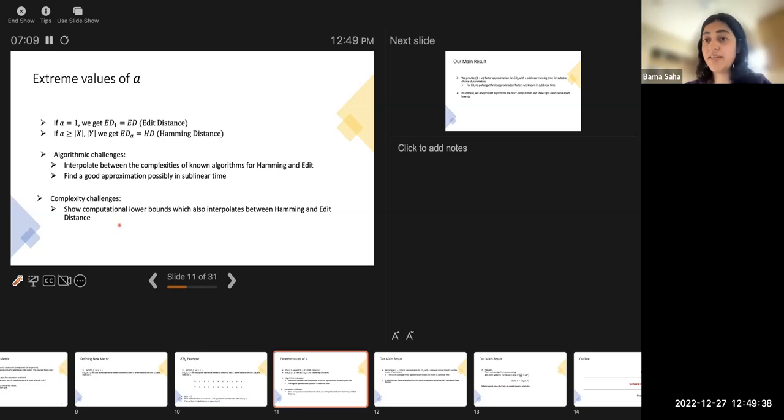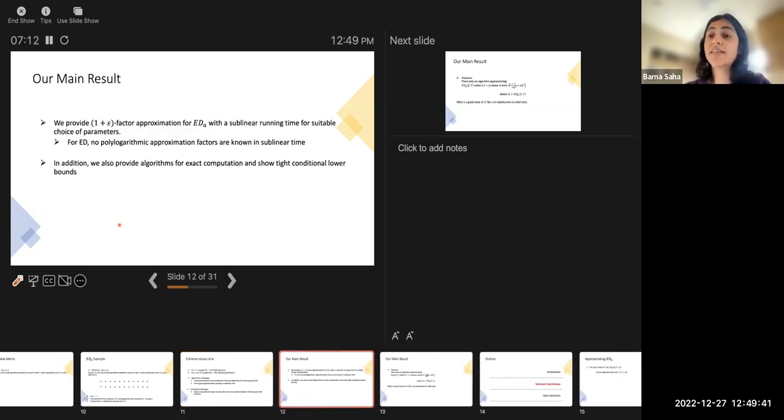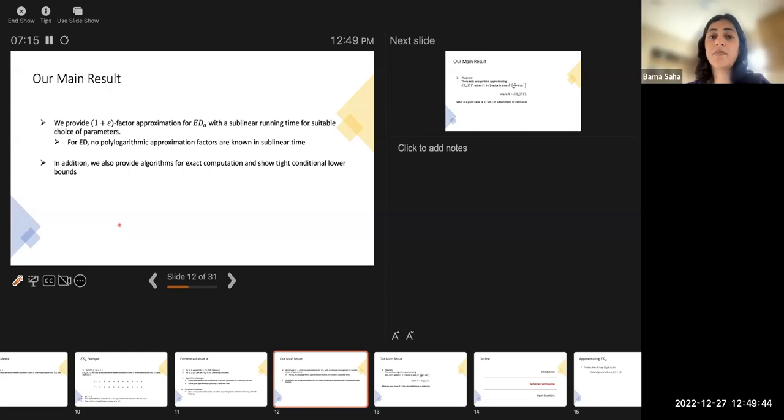We look into all of these in this paper, and our main contribution is to provide a 1 plus epsilon factor approximation for EDA with a sublinear running time for suitable choice of parameters. Here I should mention, irrespective of the choice of parameters, getting a polylogarithmic approximation for normal edit distance in sublinear time, we don't know how to do that. So there is a big gap here between what we can provide in this paper for EDA and what is known for normal edit distance.